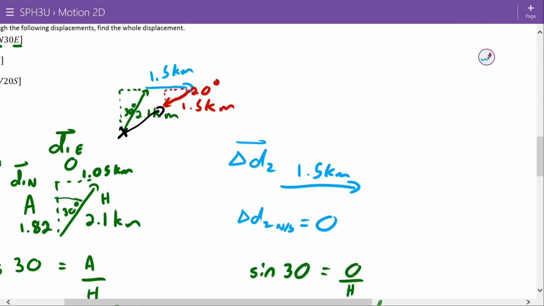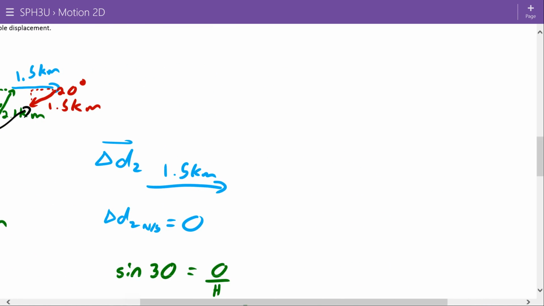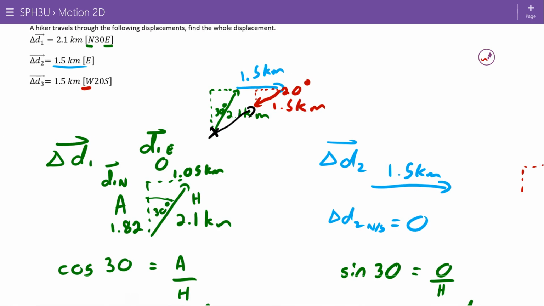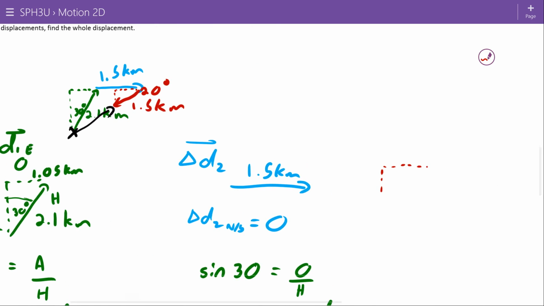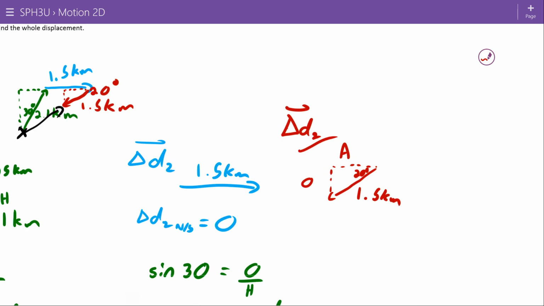Now the last one. 1.5 kilometers west, 20 degrees south. So this is good practice for us to see how to draw these vectors one more time. I'm actually going to go down here and then all the answers will hopefully be somewhat close to each other. West, then south. See? West, then south. And you always put your angle where you started. The magnitude here is 1.5 kilometers. So this is my opposite and this is my adjacent, and I should label this delta D3 like that, and then that's well labeled.